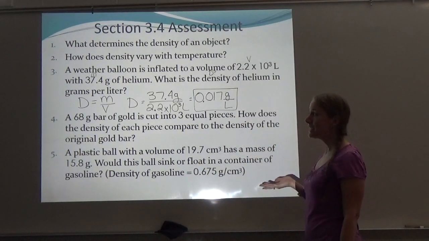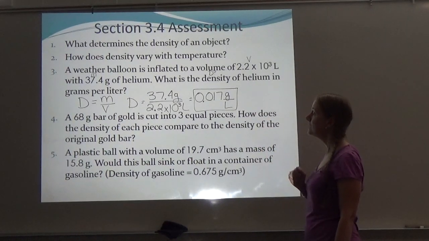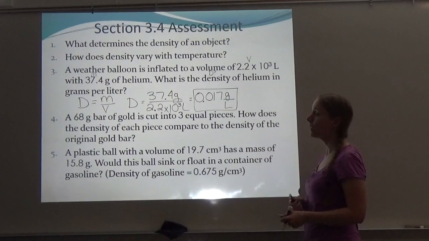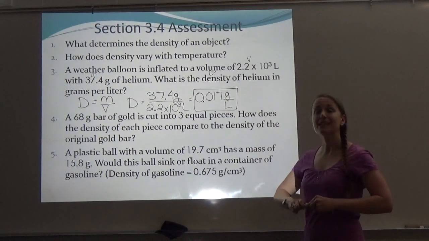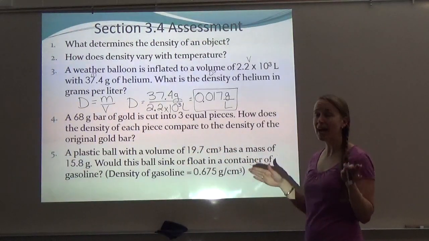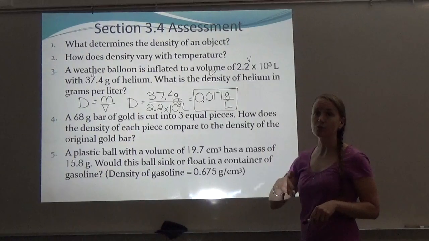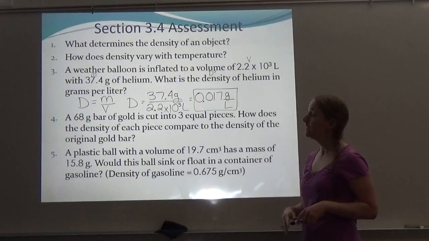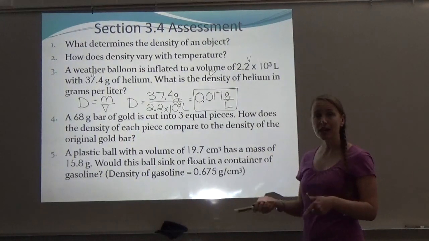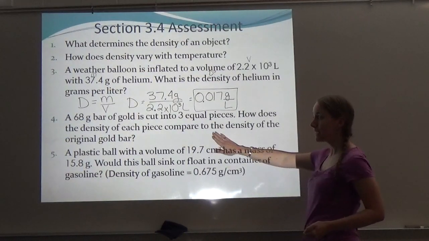All right, so number 4. It says a 68 gram bar of gold is cut into 3 equal pieces. How does the density of each piece compare to the density of the original gold bar? Well, remember, density is an intensive property, which means it doesn't matter how much you have. So all 3 pieces, because they're still gold, will have the same density. Density does not change based on the amount of the substance you have. So they would all be the same.